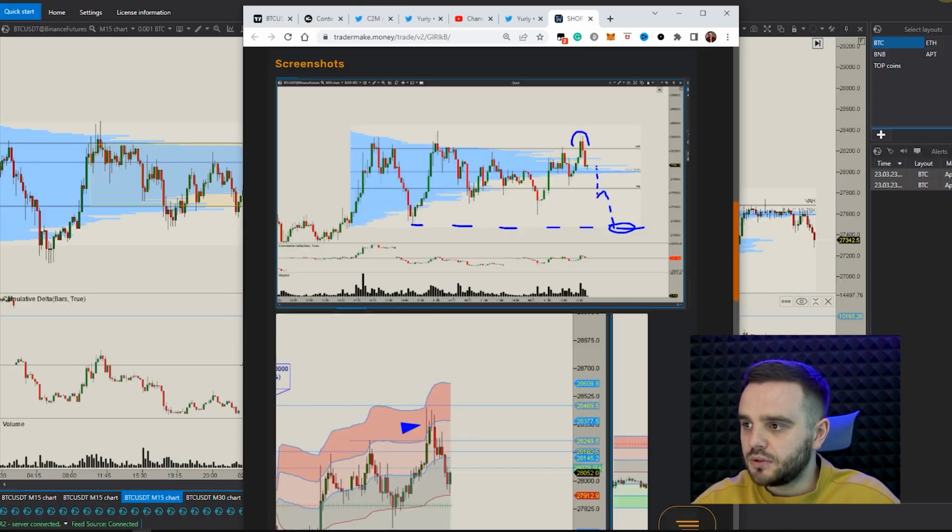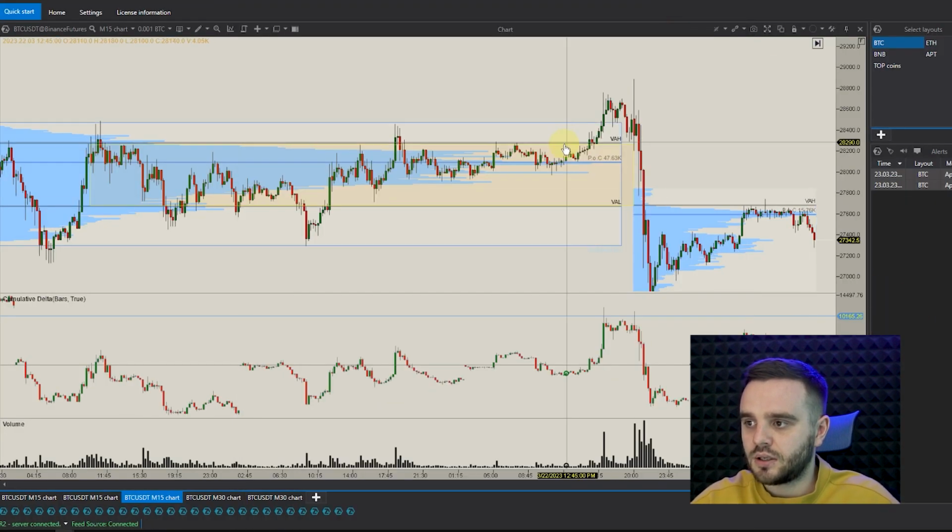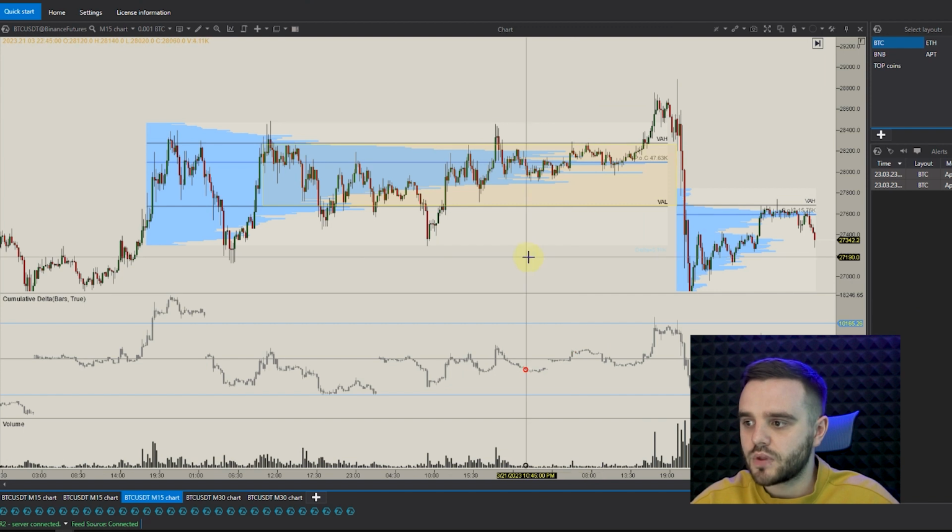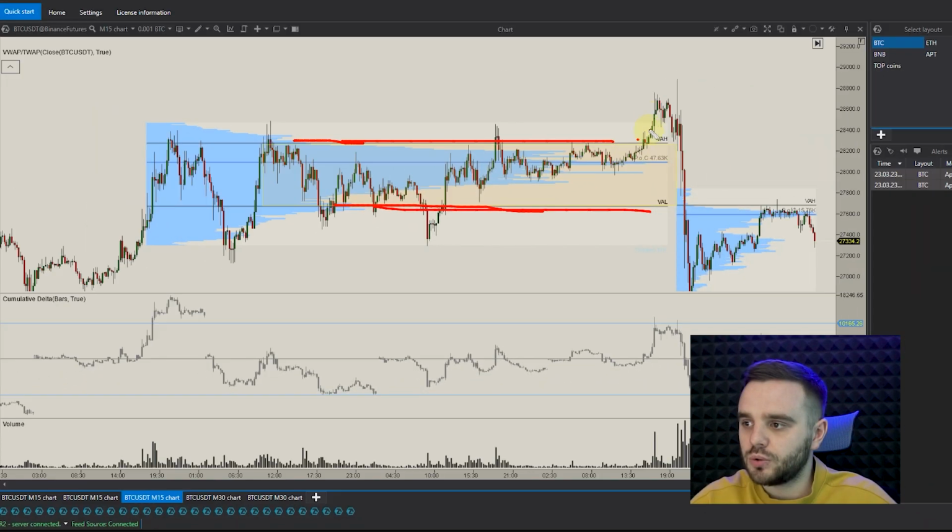About the second example, it happened yesterday. Have a look at what happened here. The price of BTC was globally in the middle of this volume profile area. For you, I prepared lessons about volume profile. The whole playlist will be in the description. And have a look at what happened here.